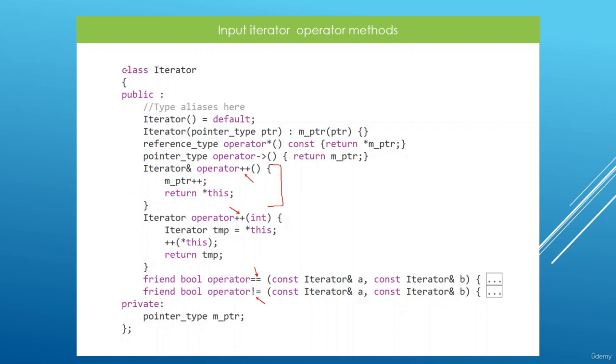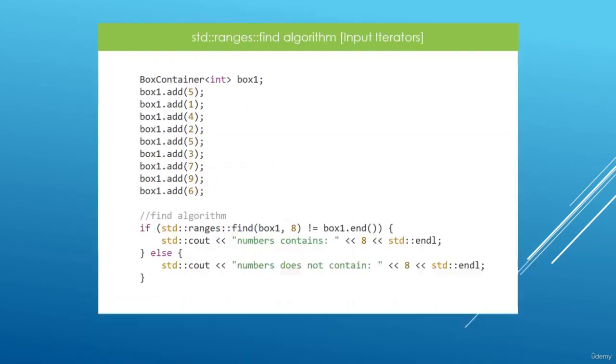Believe it or not, once we have our iterator class here, it is going to be ready to be used by some of the built-in standard algorithms. For example, we can set up something like this. We're going to set up a box container and it is going to be populated with data as we see here. And once we have this, we can use the find algorithm to find stuff.